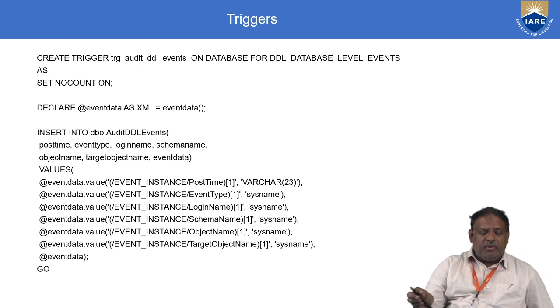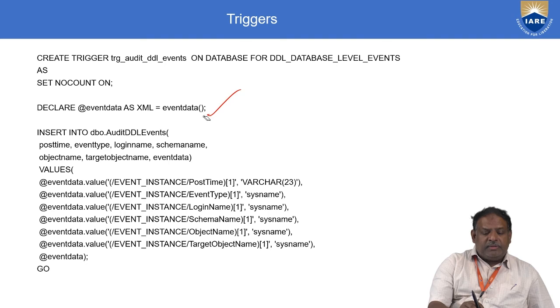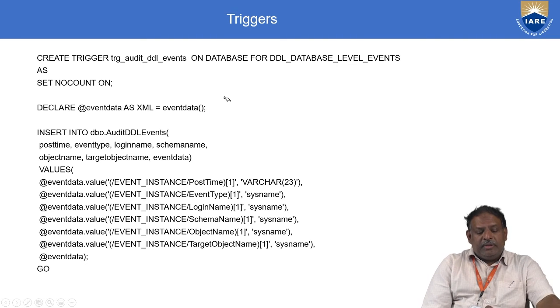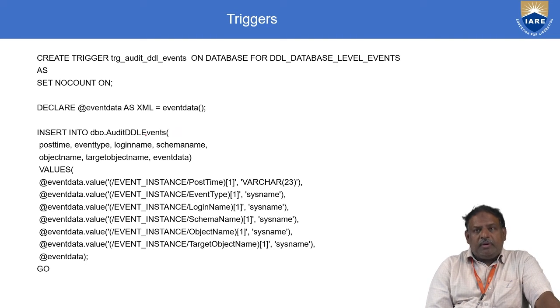This is the syntax. You're creating one variable called event data XML to hold the event data. Now you're writing the insert statement. This is at the database level. Insert into the audit DDL events table the following columns. The first value is the auto increment audit LSN. Post time is in varchar.